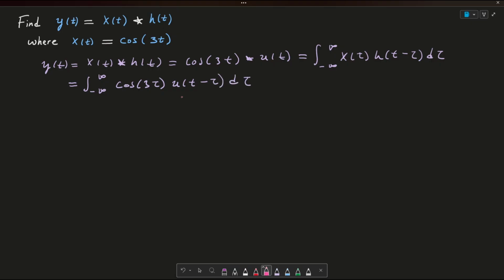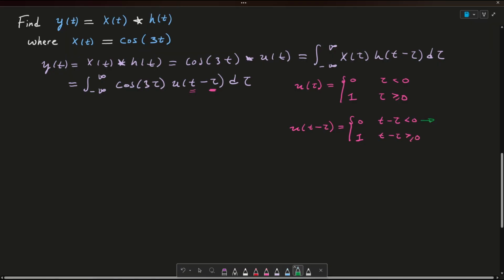So now we need to ask ourselves, what does this function u of t minus tau look like? We need to realize that t here is some constant and our independent variable is tau located here. So I can say that u of tau we know is 0 for tau less than 0 and 1 for tau greater than or equal to 0. So then u of t minus tau is equated to 0 for t minus tau less than 0 and 1 for t minus tau greater than or equal to 0.